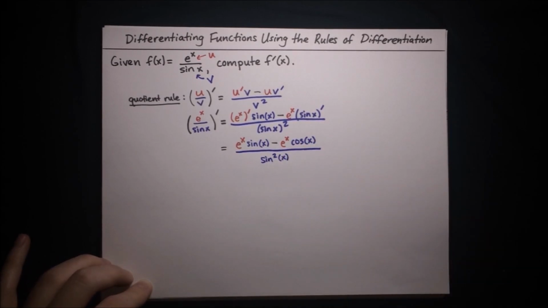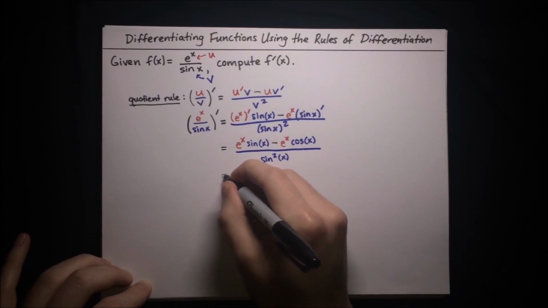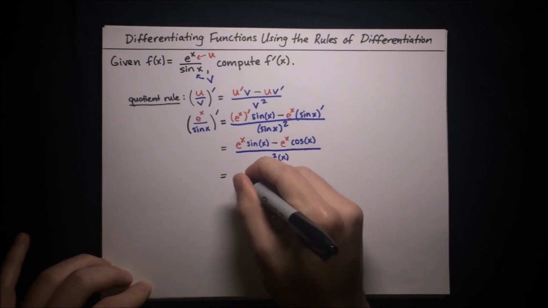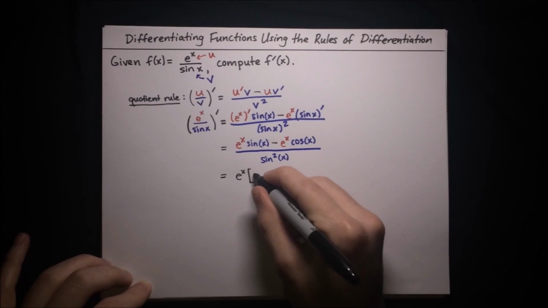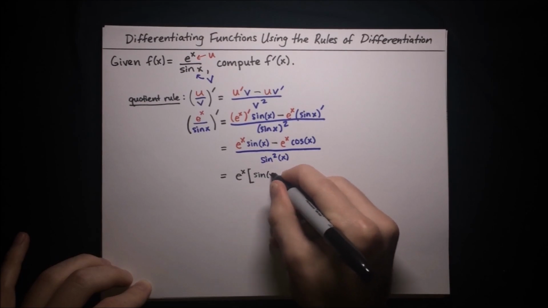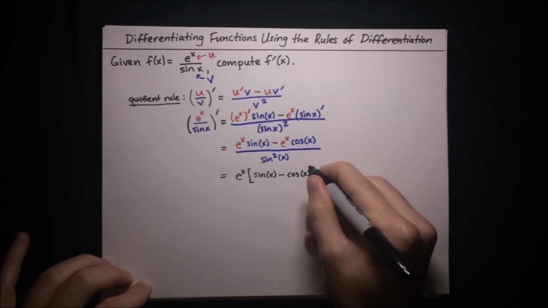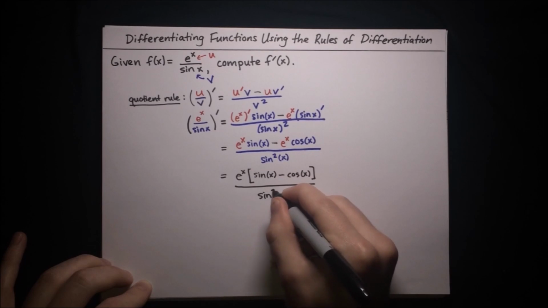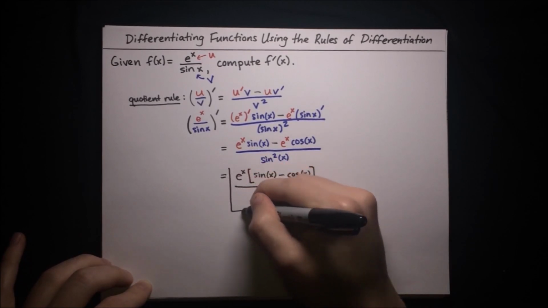So lastly, let's just go ahead and factor out anything that we can. We see an e to the x in both terms in the numerator. So let's go ahead and factor out an e to the x. And then we'll have e to the x times the quantity sine of x minus cosine of x, and that's all over sine squared of x. And there we go. There is our derivative function.